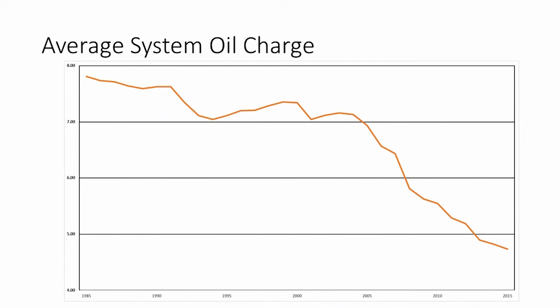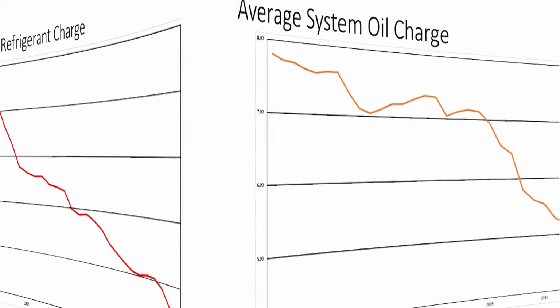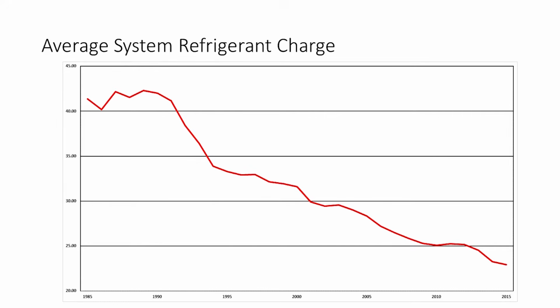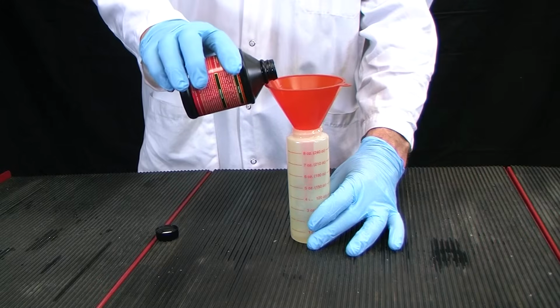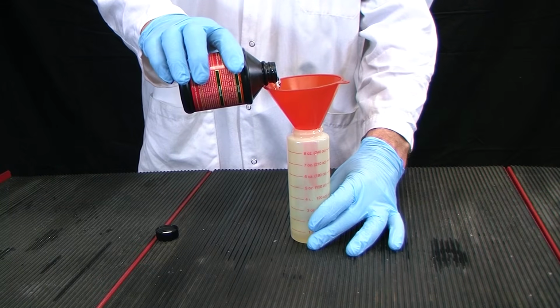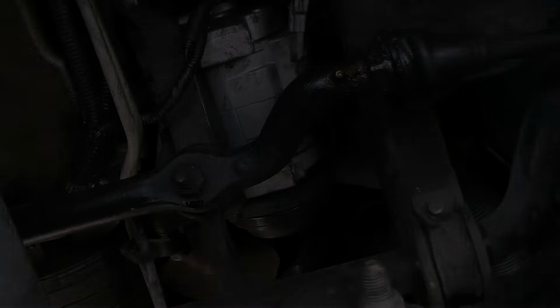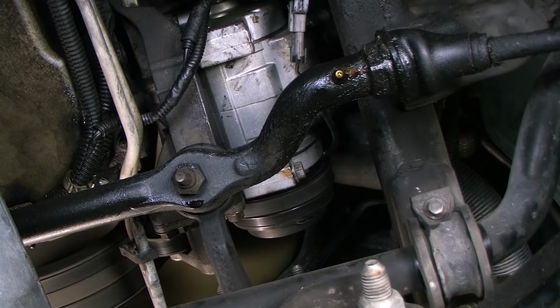As these graphs clearly show, the average system oil and refrigerant charge amounts today are only about half what they were just 20 years ago. With much less oil and refrigerant in the system, there is simply no room for error when making repairs. We must have exactly the right type, amount and viscosity of oil where it needs to be in the system right from the moment the compressor first starts to turn.